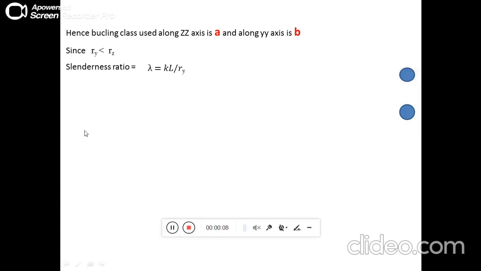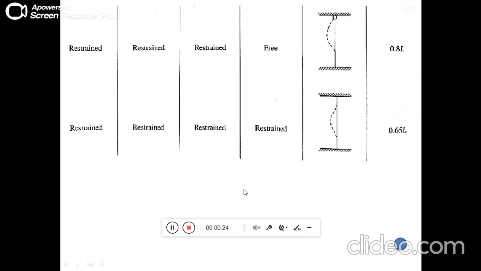Now we are supposed to find out the slenderness ratio of the member given by lambda is equal to KL by minimum radius of gyration. Now the minimum value is Ry. So the value of K we will get from the table from IS 800, and in the question it was specified that the member is restrained from rotation as well as translation. So the member is fixed at both the ends. The value of K is given as 0.65.